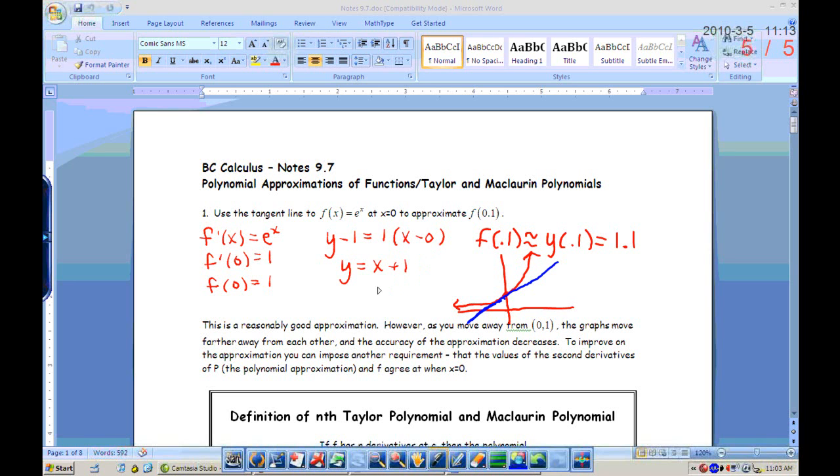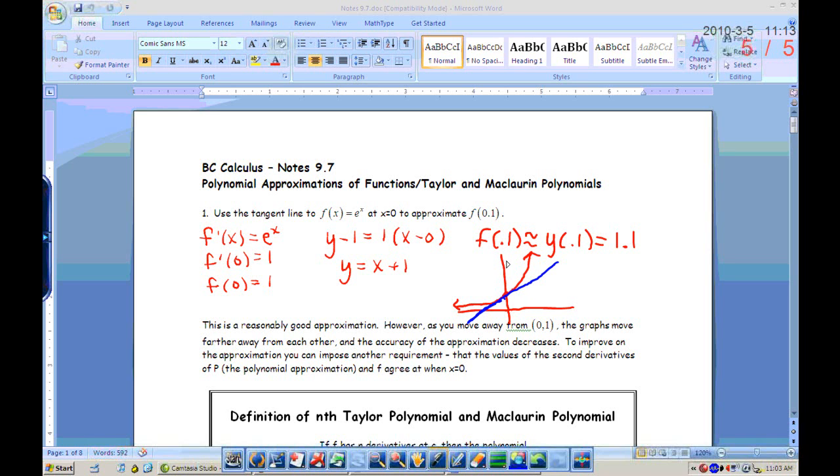And since I'm using it to approximate a y value, I went ahead and solved for y. So the equation of the tangent line is y equals x plus 1. So f of 0.1 is approximately the same thing as y of 0.1, which is 1.1. And the reason that I can use the tangent line to approximate f of 0.1 is because my tangent line touches that graph at x equals 0, which is really, really close to 0.1.